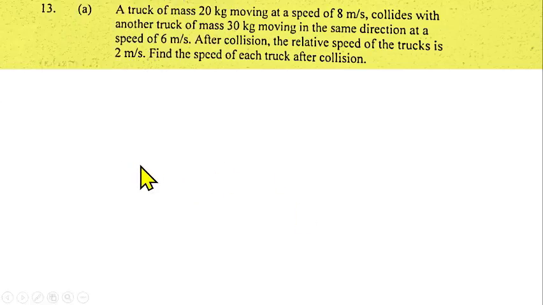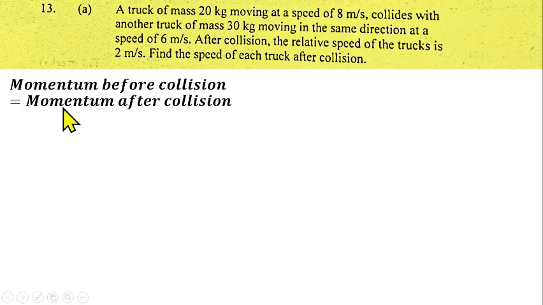Question number 13 is from collision. A truck of mass 20 kg moving at a speed of 8 meters per second collides with another truck of mass 30 kg moving in the same direction at a speed of 6 meters per second. After collision, the relative speed of the trucks is 2 meters per second. Find the speed of each truck after collision. So this question is from collision.